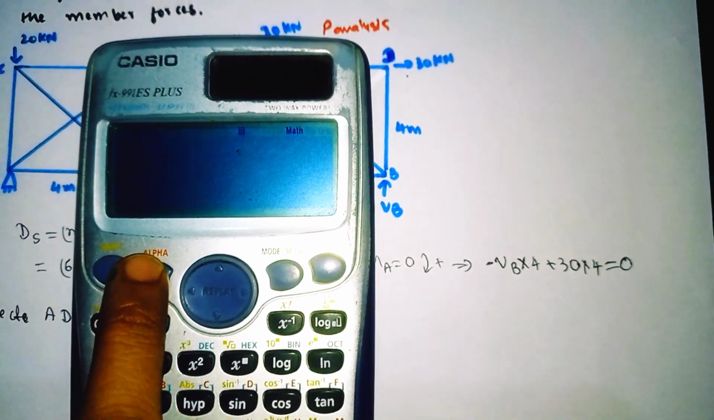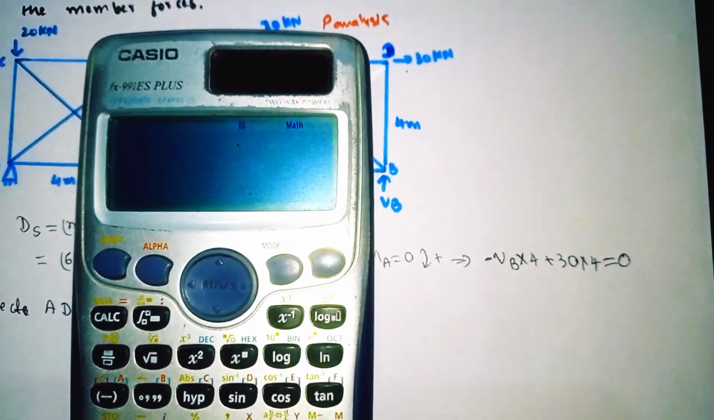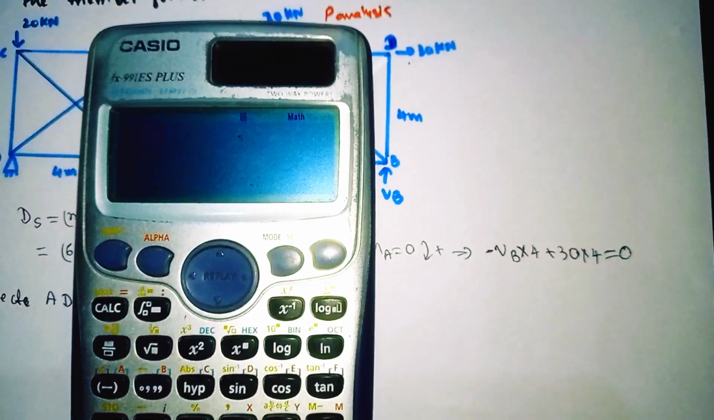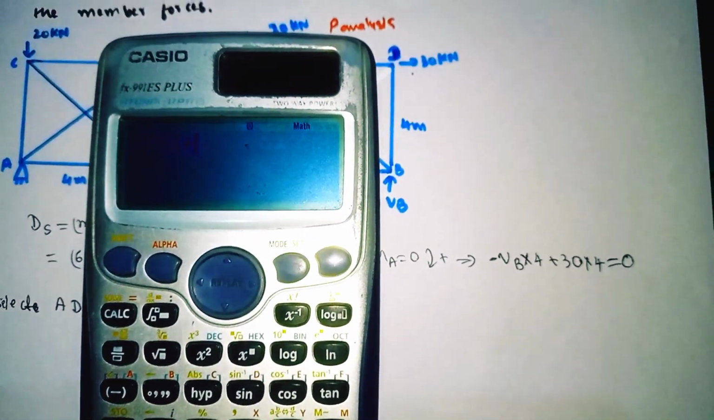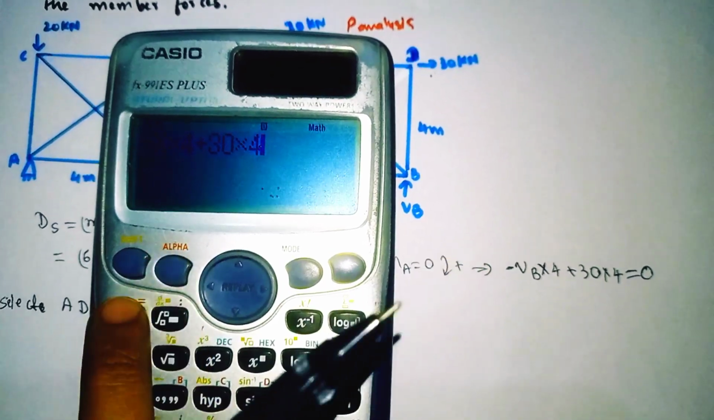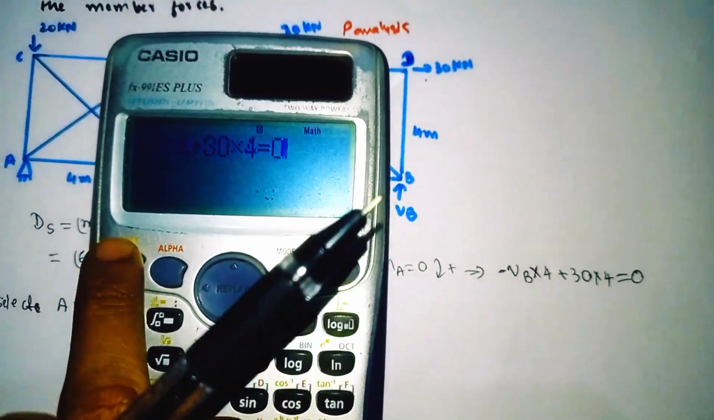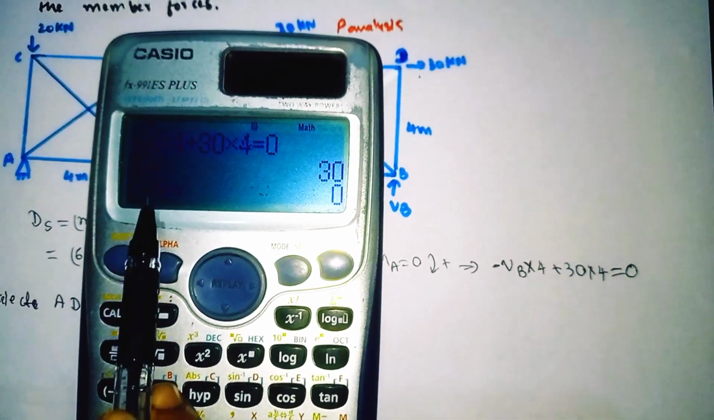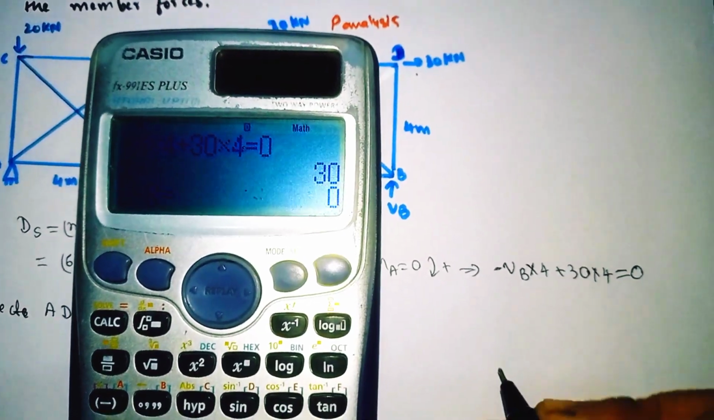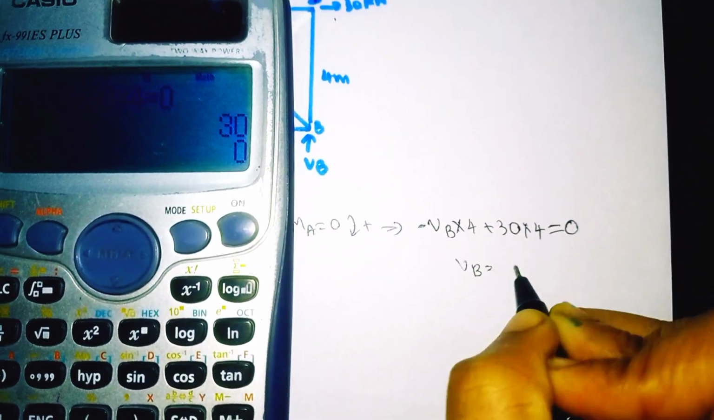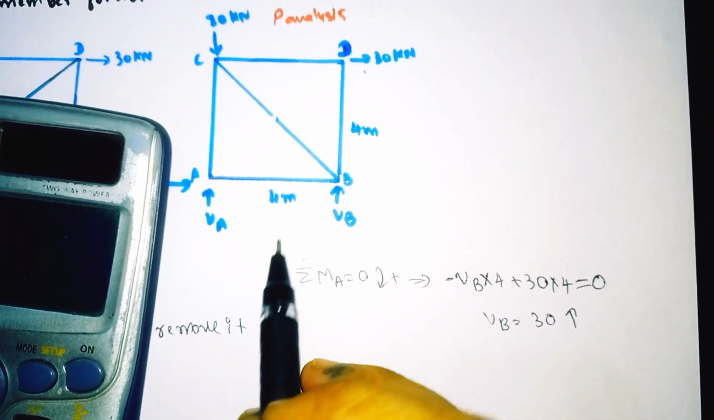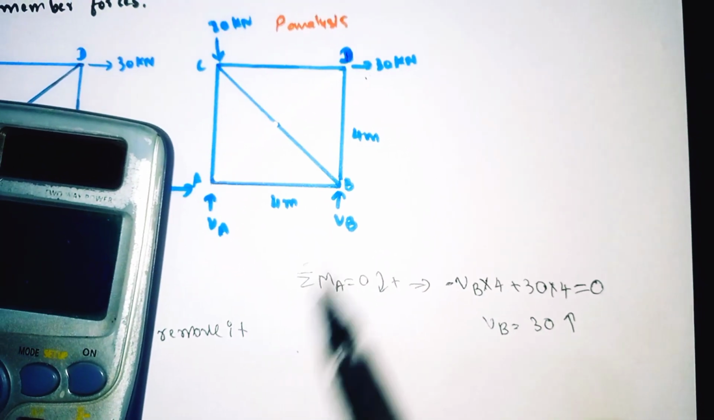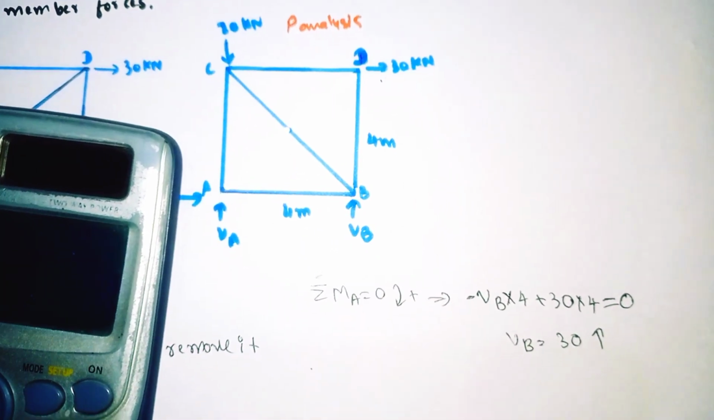Here is how to solve it, I'll show you. Minus x into 4, so VB is nothing but our x. We need to find that. Plus 30 into 4 is equal to 0. So now solve it. Our VB value will come out as 30. So 30 means it is positive 30. So VB is equal to 30. It means going upward. So whatever direction we have assumed was right. The direction which we have taken upward, it is right.